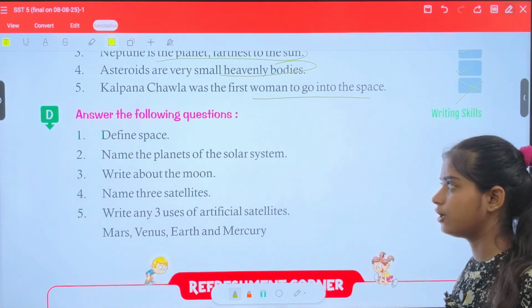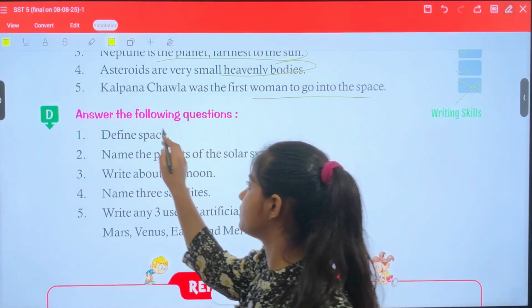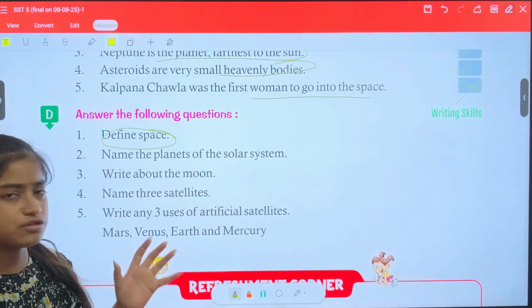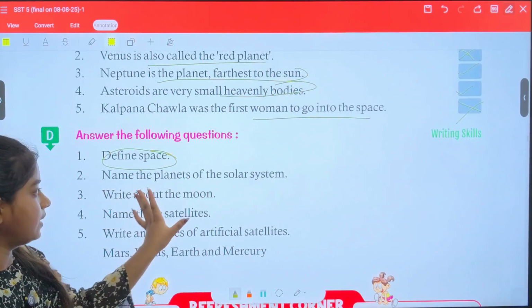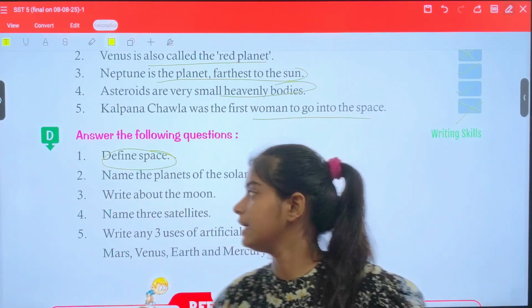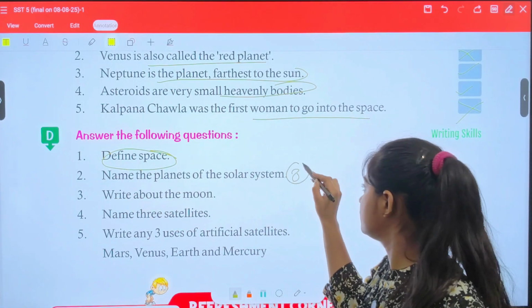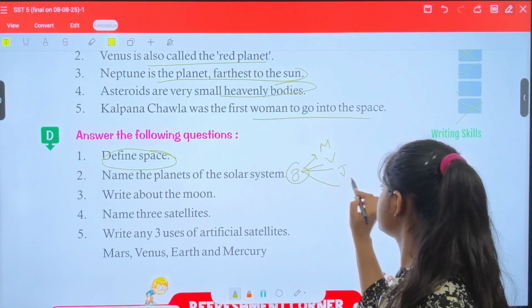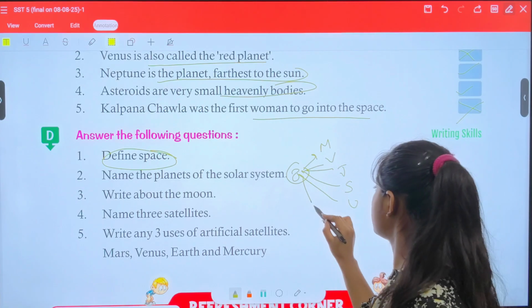Next, we have some answer the following questions. Define space. You can define space as the empty space of the universe. This is how you can explain. Next, we have: name the planets of the solar system. So you can mention those 8 planets.